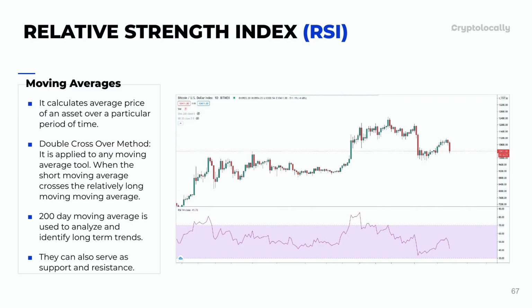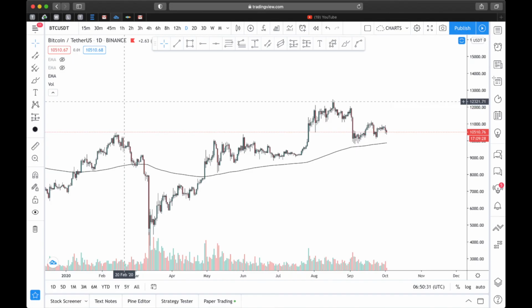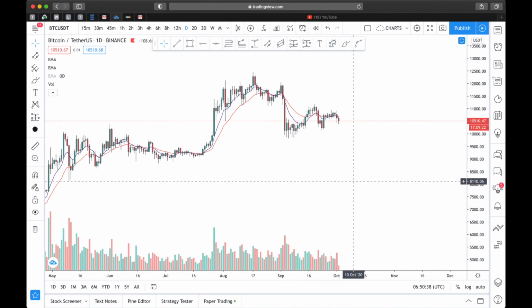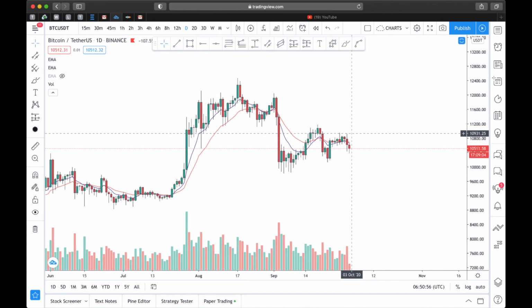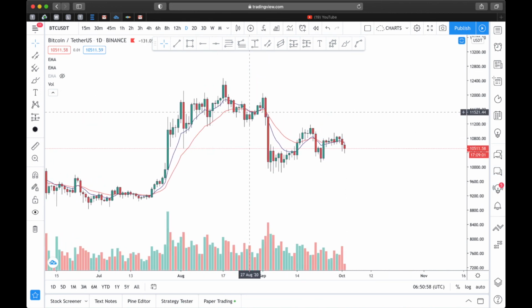So there's what is called the double crossover method. The double crossover method is applied to any moving average, when the short moving average crosses the relatively long moving average. The short moving average is our 8-day moving average, right? And the long moving average is our 18-day moving average. Anytime the short moving average crosses the long moving average to the downside, it means price is about to start dropping. Do you understand? When it crosses it to the downside, it means price is about to start dropping.